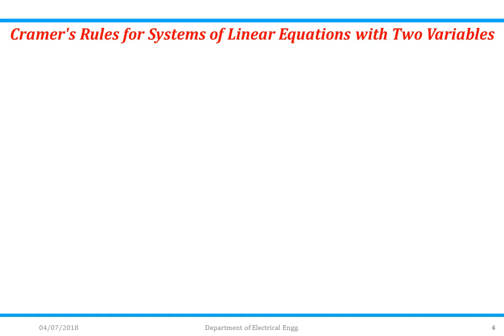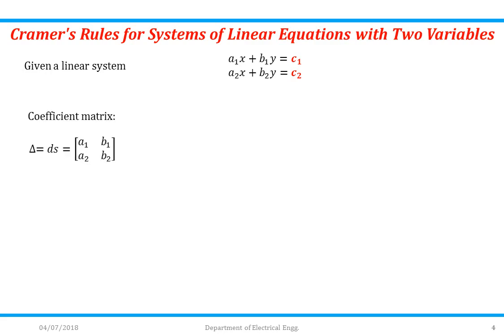Cramer's rule for a system of linear equations with two variables. Given a linear system, a1x plus b1y equal to c1 and a2x plus b2y equal to c2. Now from these linear equations, we can prepare a coefficient matrix as delta, ds. Here we have written the coefficients of x and y in matrix form, so a1 b1 and a2 b2.